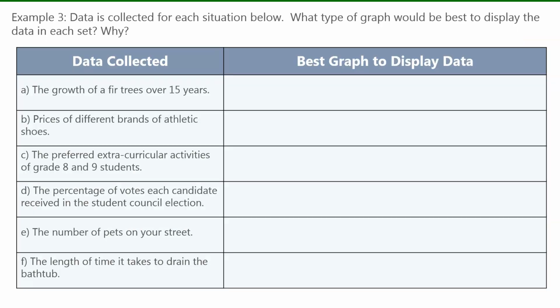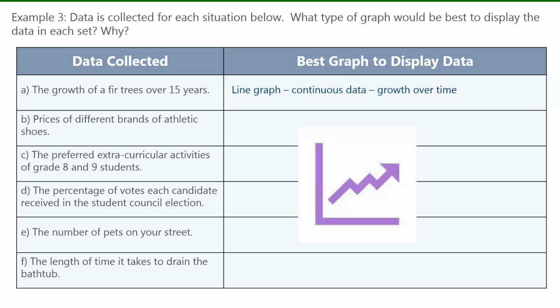Example 3. Data is collected for each situation below. What type of graph would be best to display the data in each set and why? Well, the first example, the growth of a fir tree over 15 years. The best graph to display that data would be a line graph because we're talking about continuous data. Continuous data is something that can be measured at any point in time. We're talking about the growth of the fir tree over time. So that would definitely be a line graph.